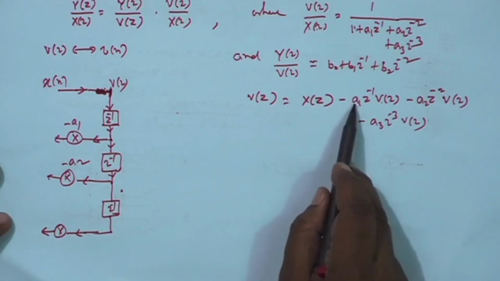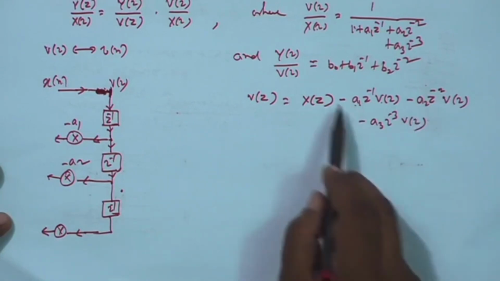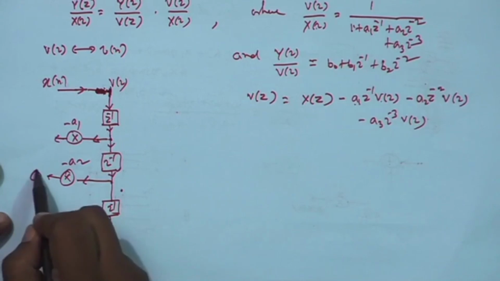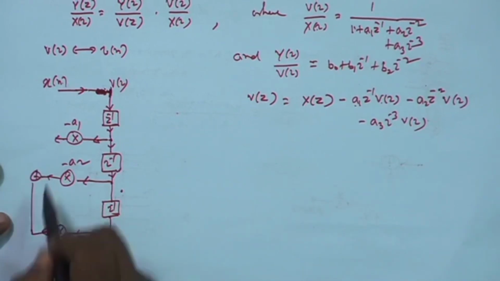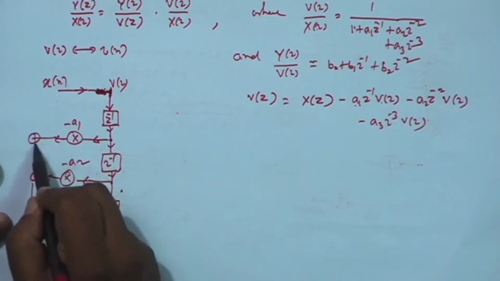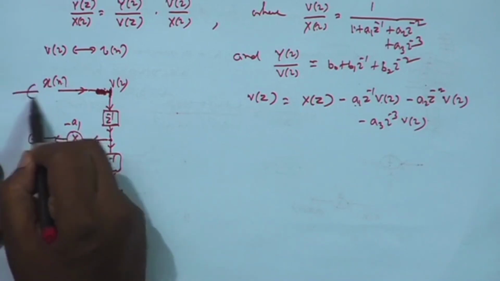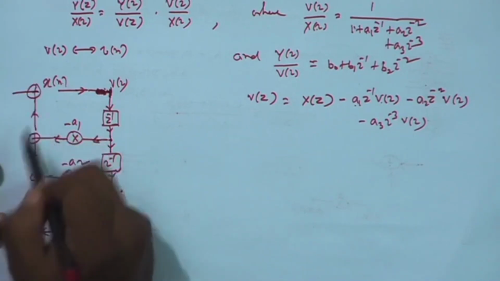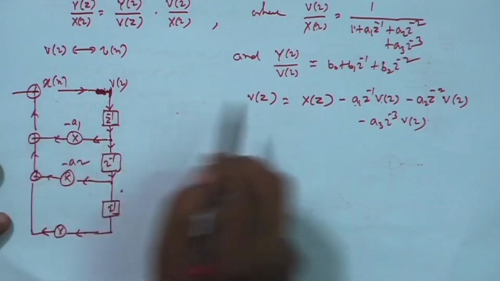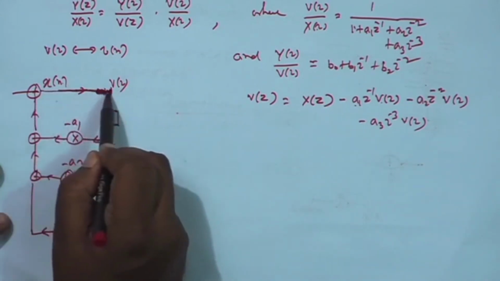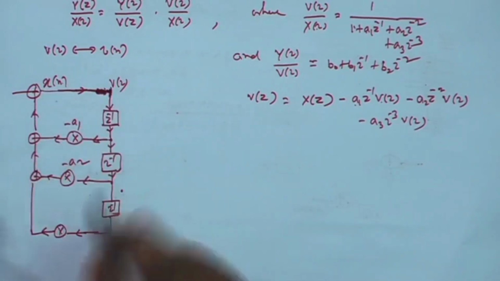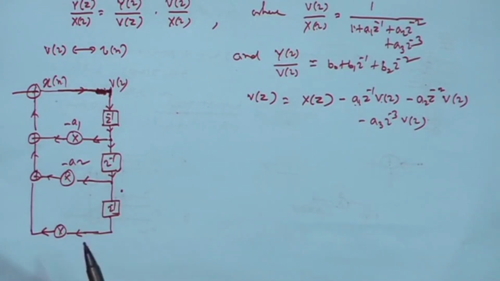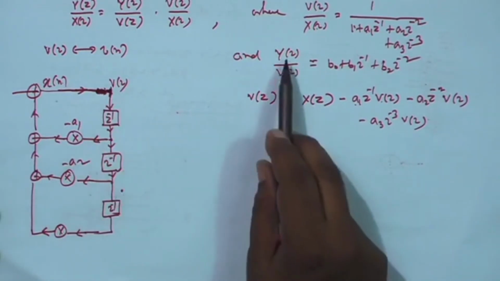After minus has been absorbed in A1, A2, A3, so they have to be added now. So, you add this result, you add with this, and then you add with this. Whatever you get, that is V(z). So, now draw this line. So, V(z) generated. This is your V(z).